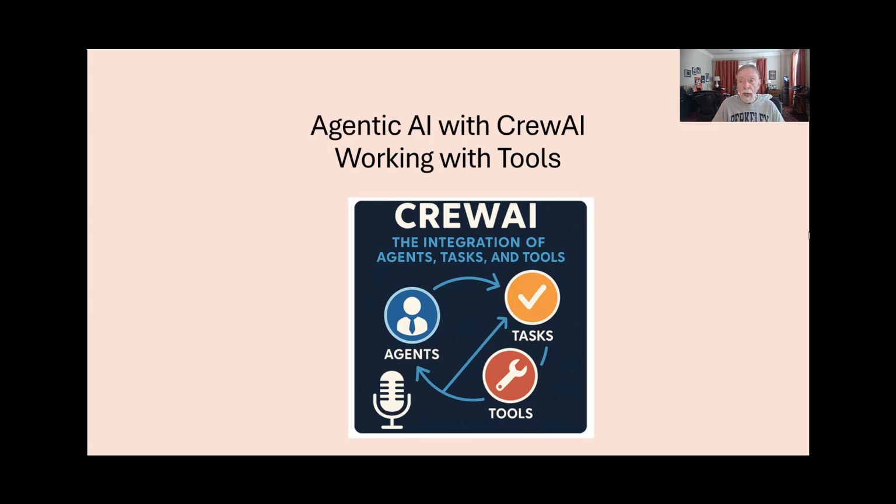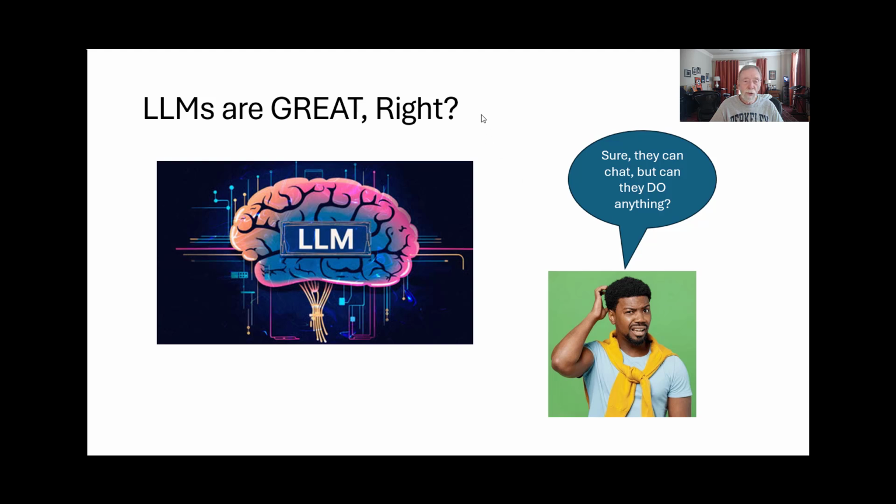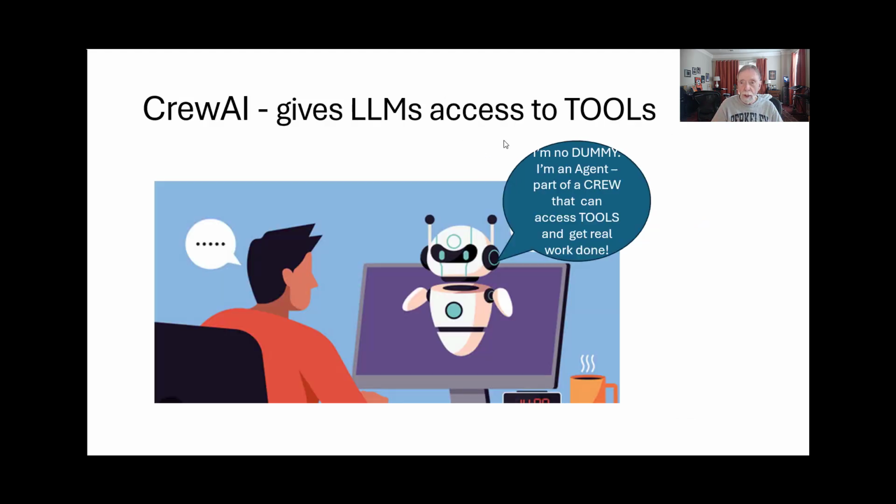So when we look at a large language model, we know they're great, right? We talk to them, they give us assistance, they help us through sleepless nights. But the reality is they're great at chatting, but what else can they do? And that is where agentic frameworks come into play.